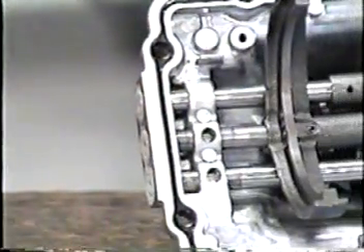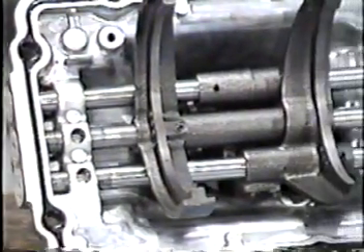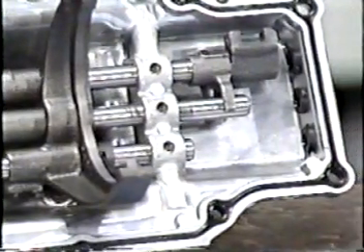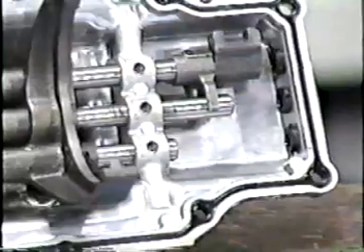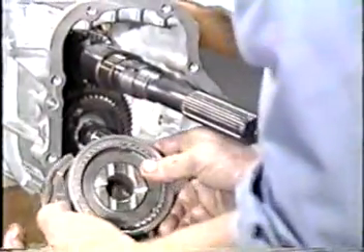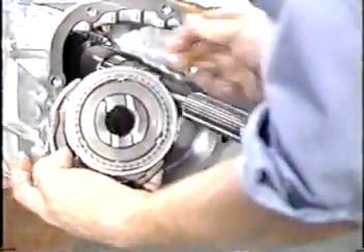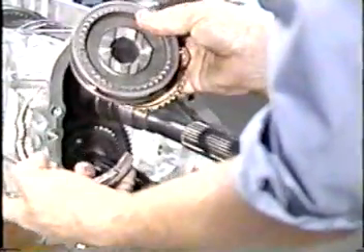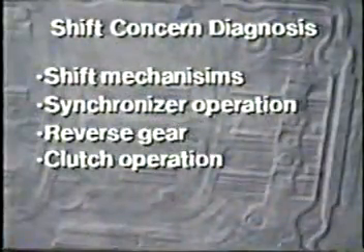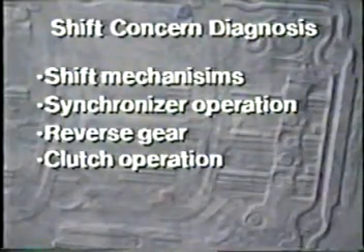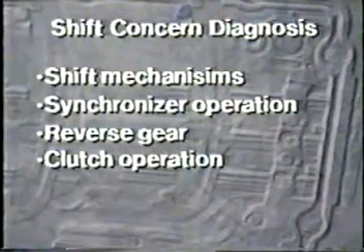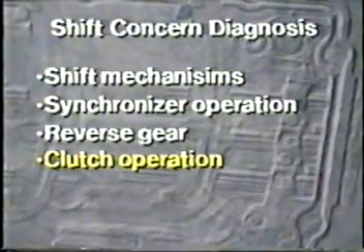In either the synchronized or non-synchronized arrangement, reverse shifting problems can be caused by the shift mechanisms themselves: the shifter, rails, forks, and levers. In those transmissions having a reverse synchronizer, shift concerns can have the same synchronizer-related causes as the forward gears. Of course, not all shift concerns originate in the transmission. One of the most important considerations in shift concern diagnosis is verifying proper clutch operation.